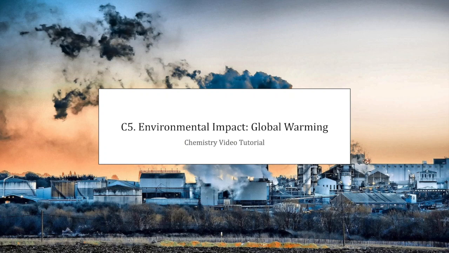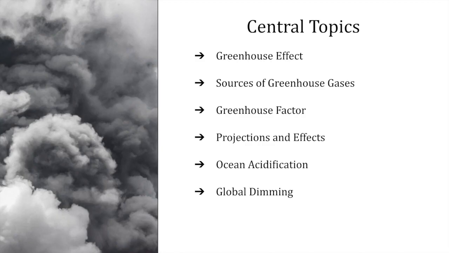Hello, and welcome to a chemistry video tutorial on C5 of the energy option. This chapter is environmental impact of global warming. I've split this up into 6 different central topics that we need to learn in order to understand C5, and these are the greenhouse effect, the sources of different greenhouse gases, the greenhouse factor, projections and effects of global warming and the greenhouse effect, ocean acidification, and global dimming.